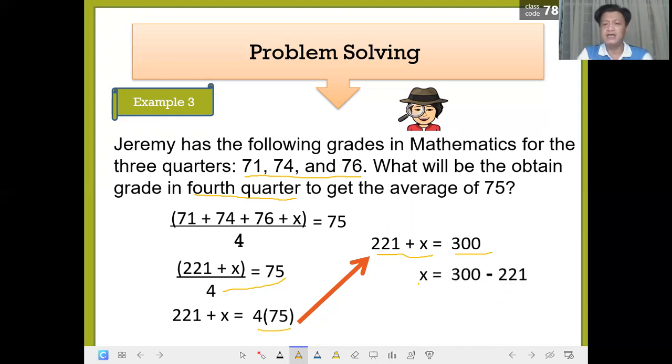Tsaka mo ngayon, ang next na gagawin, you are going to use the word transposition, or yun yung tinatawag natin na addition property of equality. So ibig sabihin yan, nilipat natin yung 221 sa kabila, kaya nag-reverse siya ng sign. That is negative or becomes minus. Remember, that is the additive inverse. Okay, so meaning to say, what is 300 minus 221? Yan ngayon yung magiging sagot natin doon sa grade na dapat makuha niya sa 4th grading para makapasa. Si Jeremy. So, ganun lamang no, para kung paano mag-calculate.